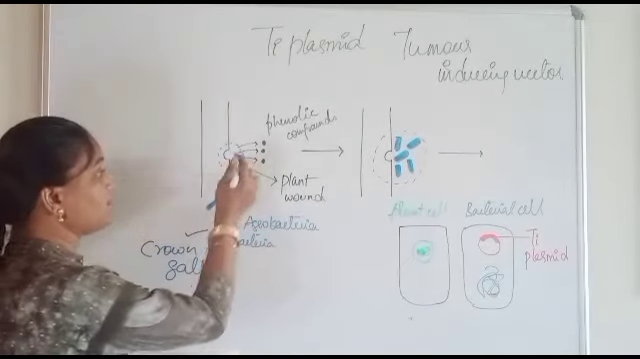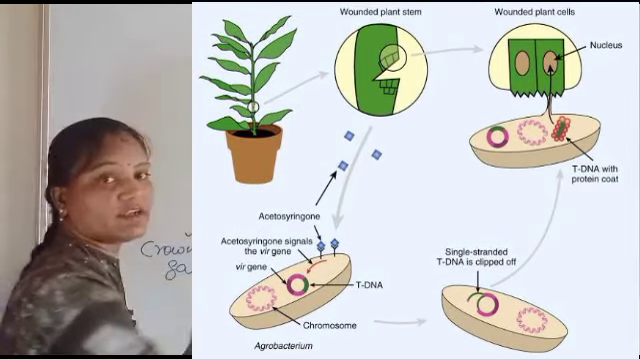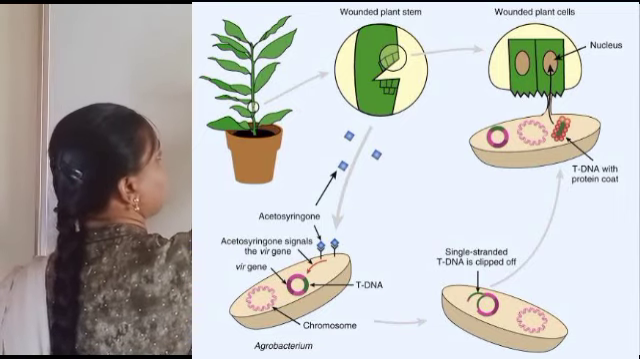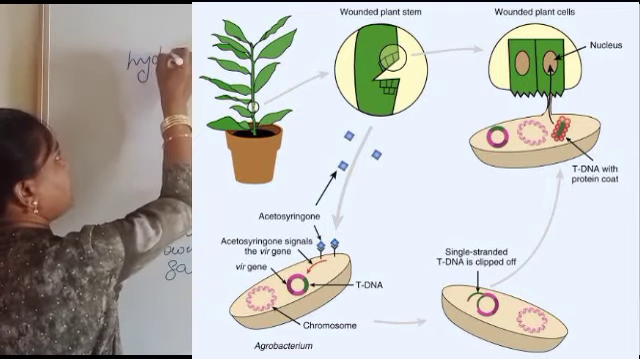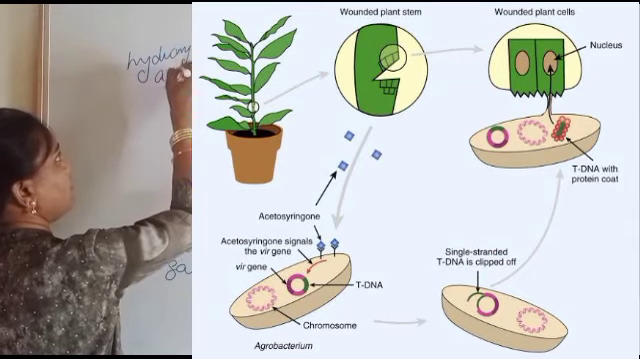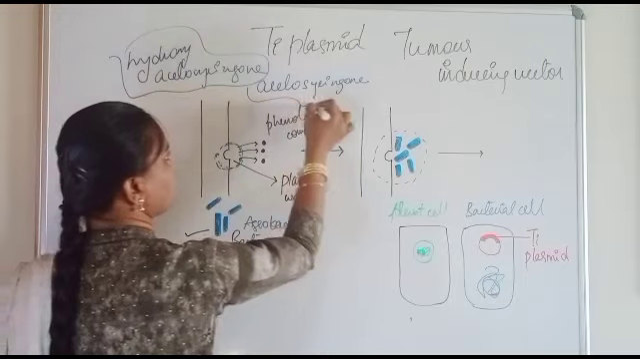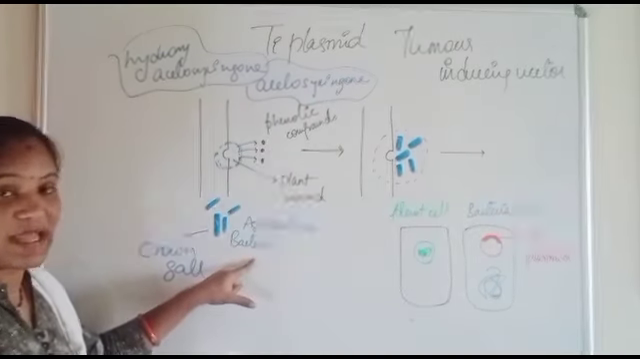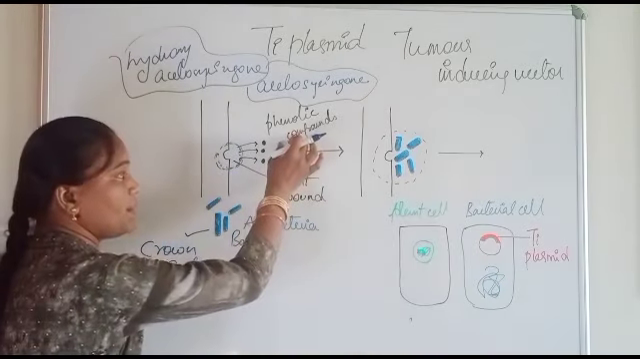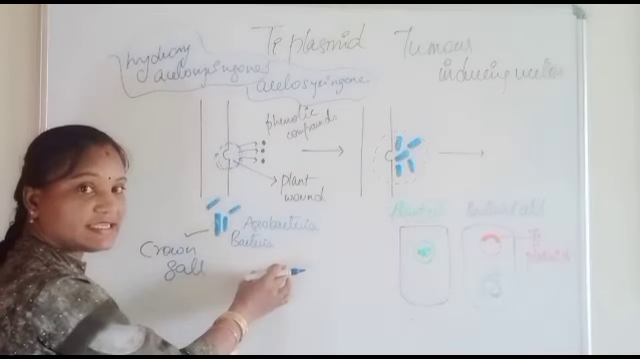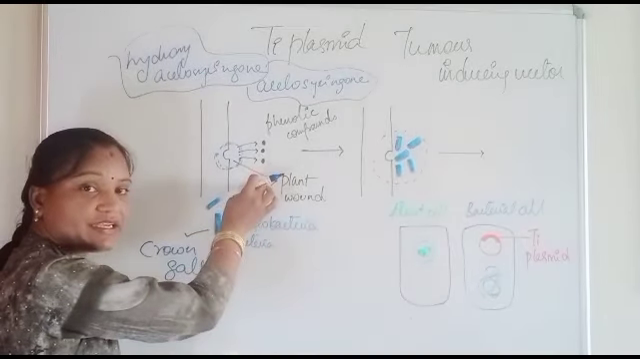So this is your wounded plant, the area where the plant gets wounded, and from this wound several phenolic compounds are released. Those are acetosyringone as well as hydroxyacetosyringone. These are the two important phenolic compounds that are sensed by the agrobacterium at the wounded site of your plant. These phenolic compounds can easily get sensed by your agrobacterium, and hence the agrobacterium will go and infect the plant where it is wounded.